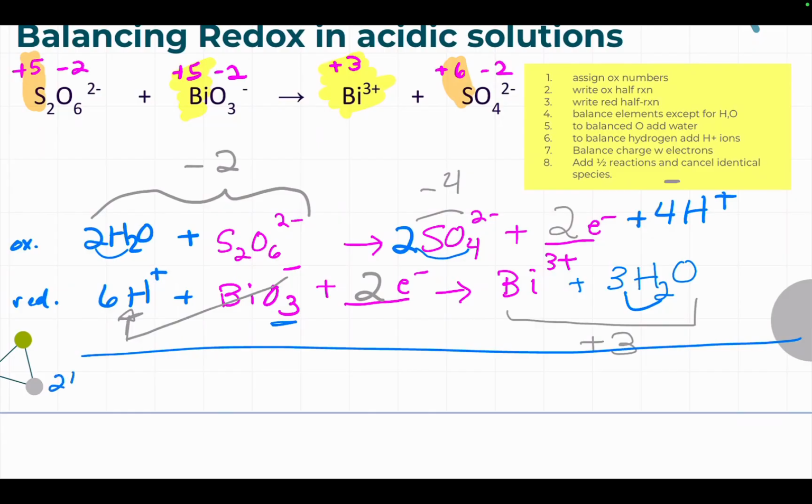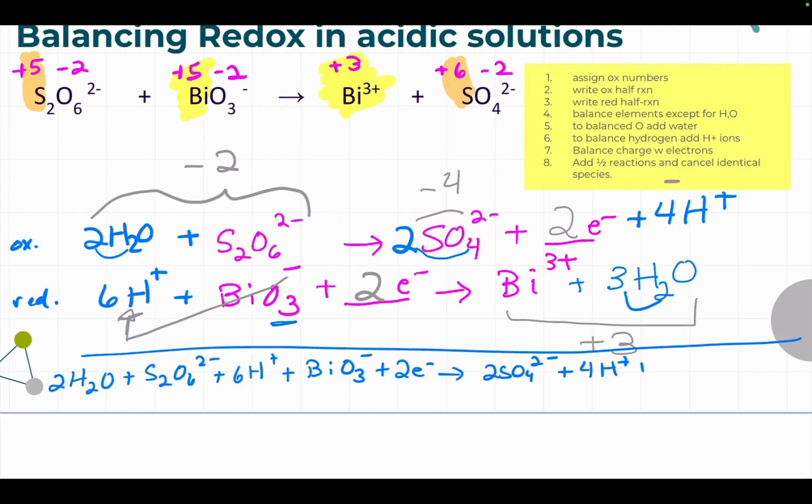So now when I sum, I'm going to bring everything down just to prove it to you. So on the reactant side, I have 2 waters. I have S2O6, 6 hydrogens, and that ion with the bismuth. And I have 2 electrons. On the right side, I have 2 sulfates, 4 hydrogen ions, bismuth ion, 3 waters, and 2 electrons.